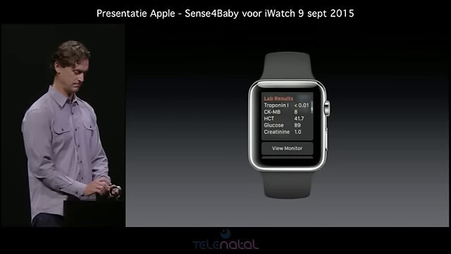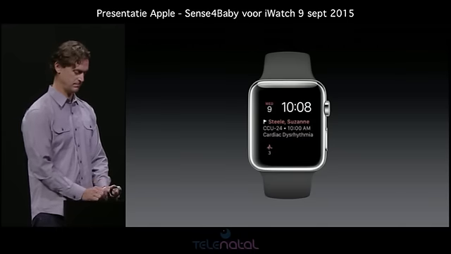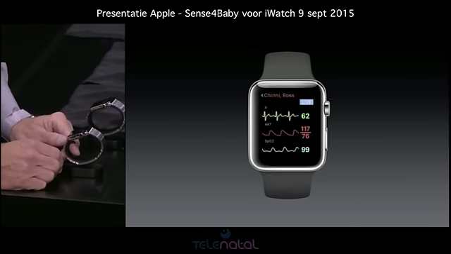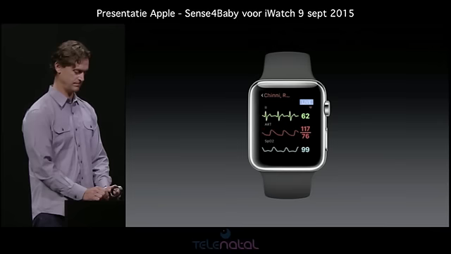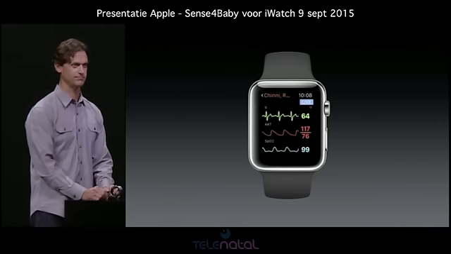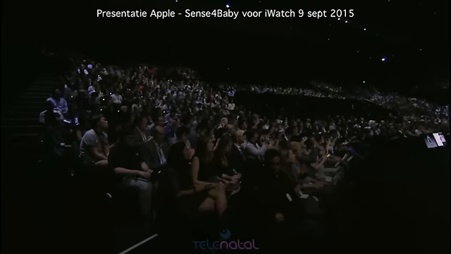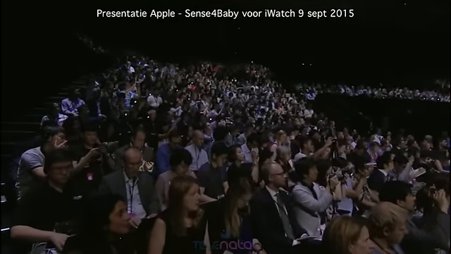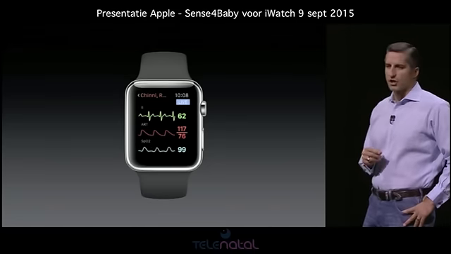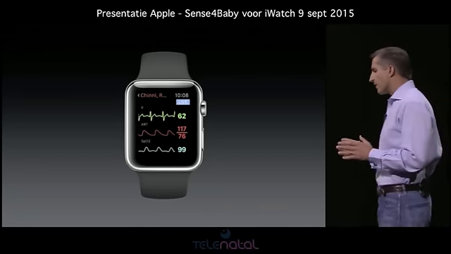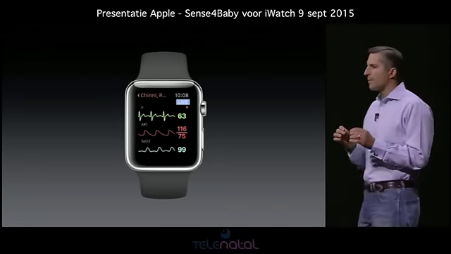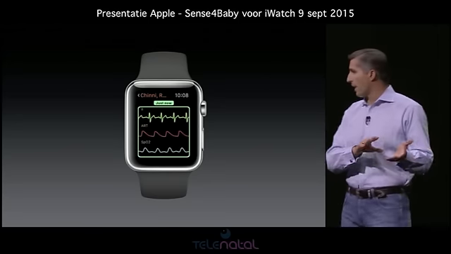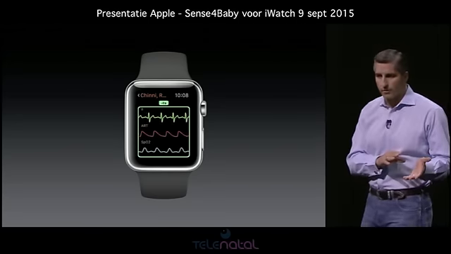But let's go back and dig a little deeper on that waveform. I really want to know what's happening right now. Now, this wasn't possible until watchOS 2. But what I really care about is I want to compare what happens in real time to what has been happening more recently. And I can do that on Apple Watch by rotating the digital crown.